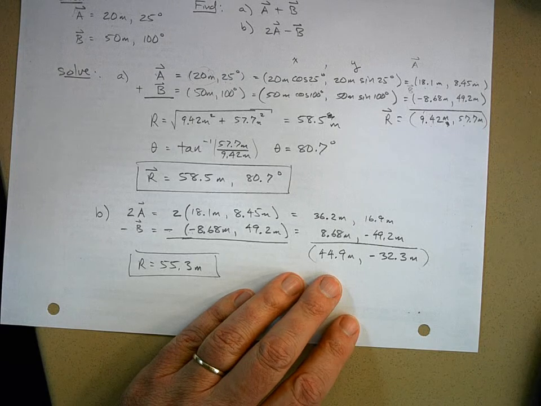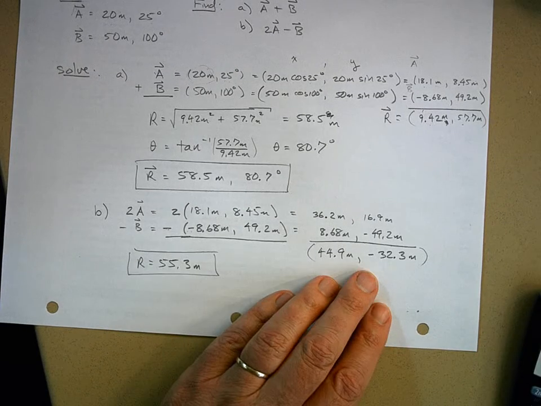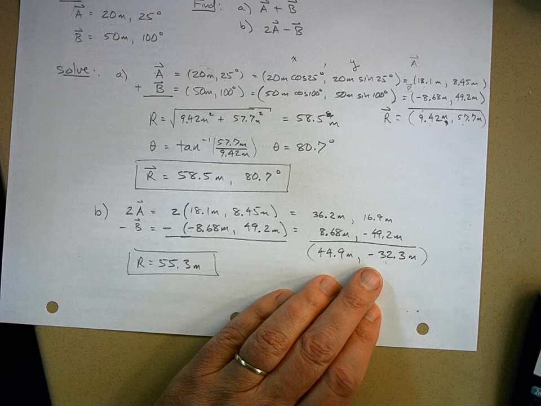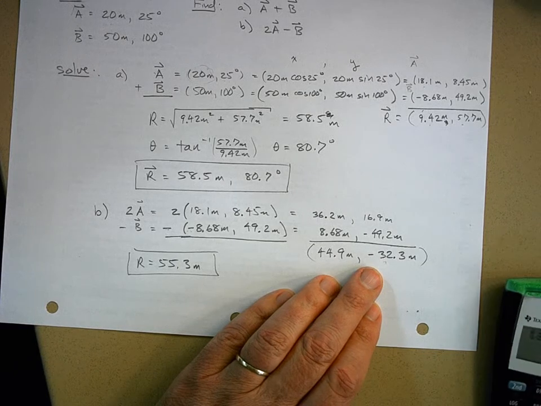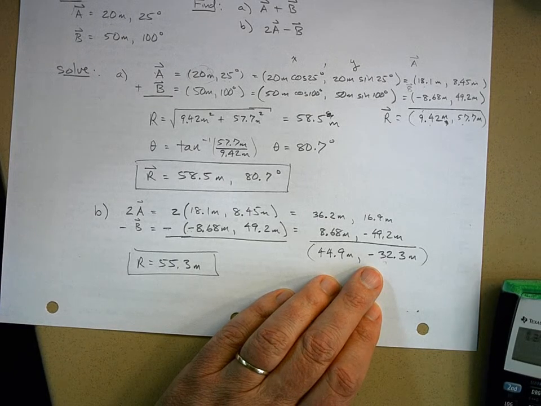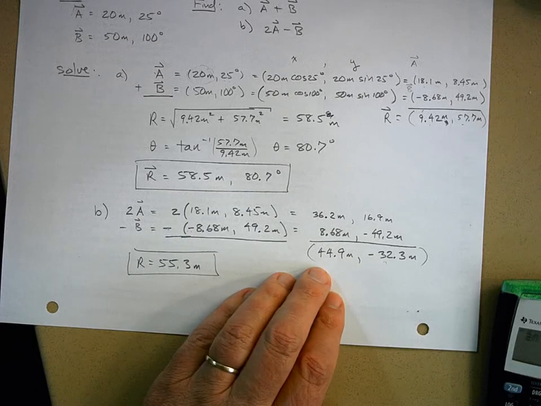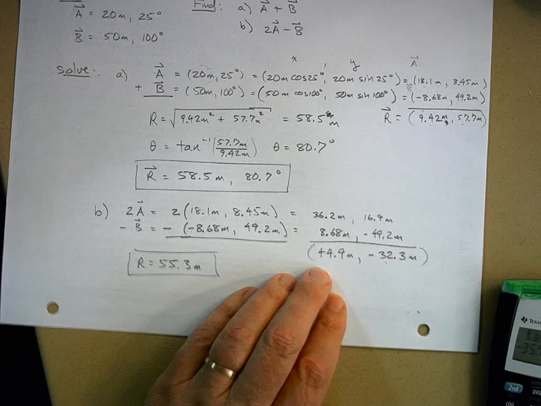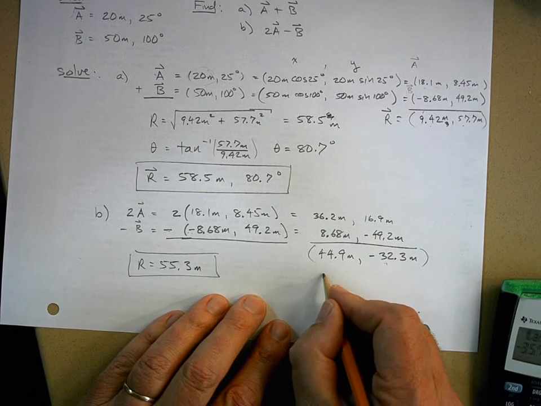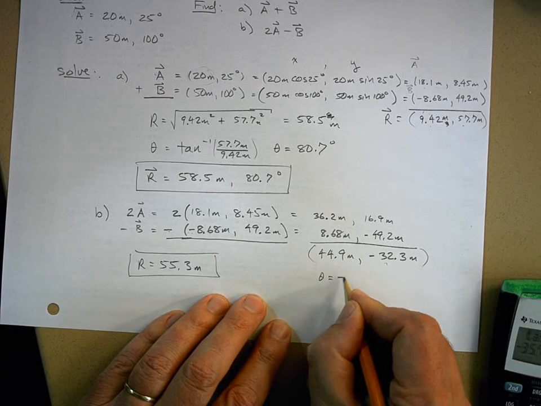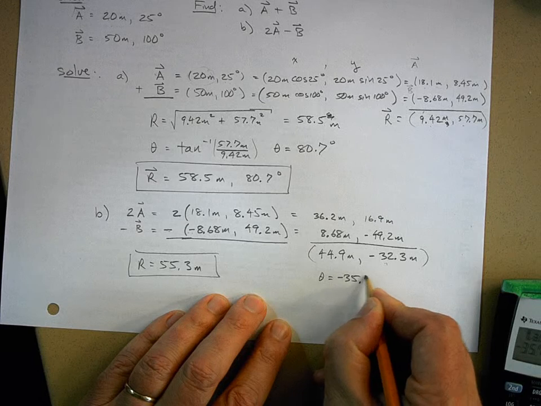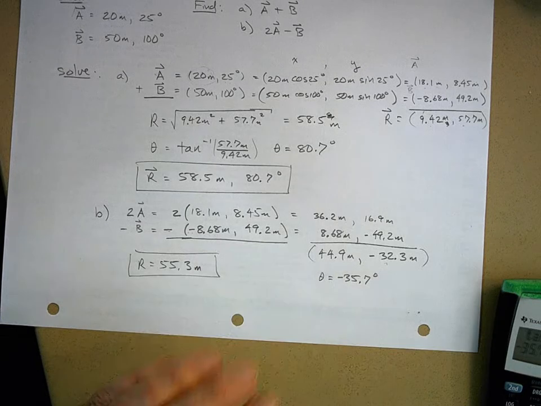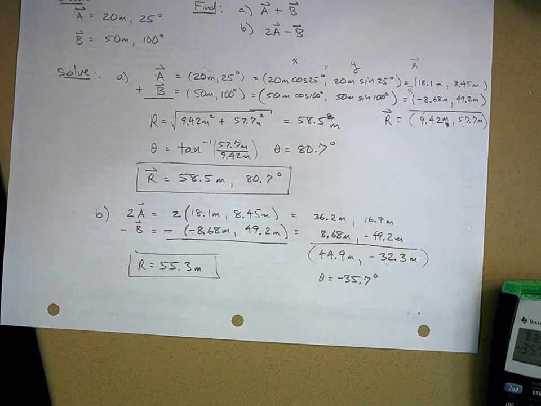Second inverse tangent, and I'm going to put negative, this is the y value, negative 32.3 divided by 44.9, close parentheses, equals, now I get negative 35.7 degrees. Should I add 180 degrees to that answer?